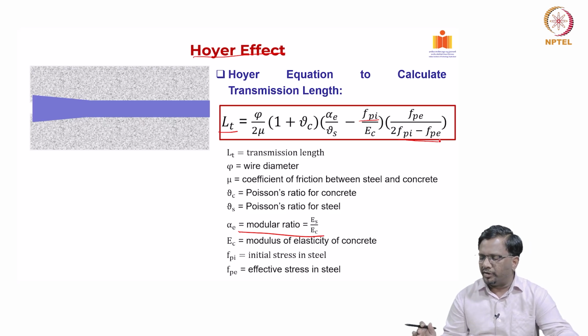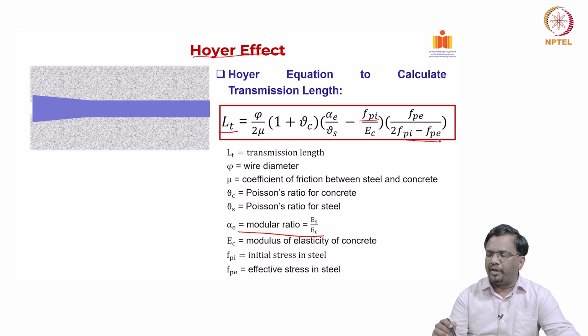Hoyer derived this equation and it was also validated through some experimental testing. So, this helps in estimating this transfer length. It is a function of the elastic modulus of the materials, Poisson's ratio of concrete and the friction coefficient that is developed between the steel and concrete, and more importantly the diameter, right.